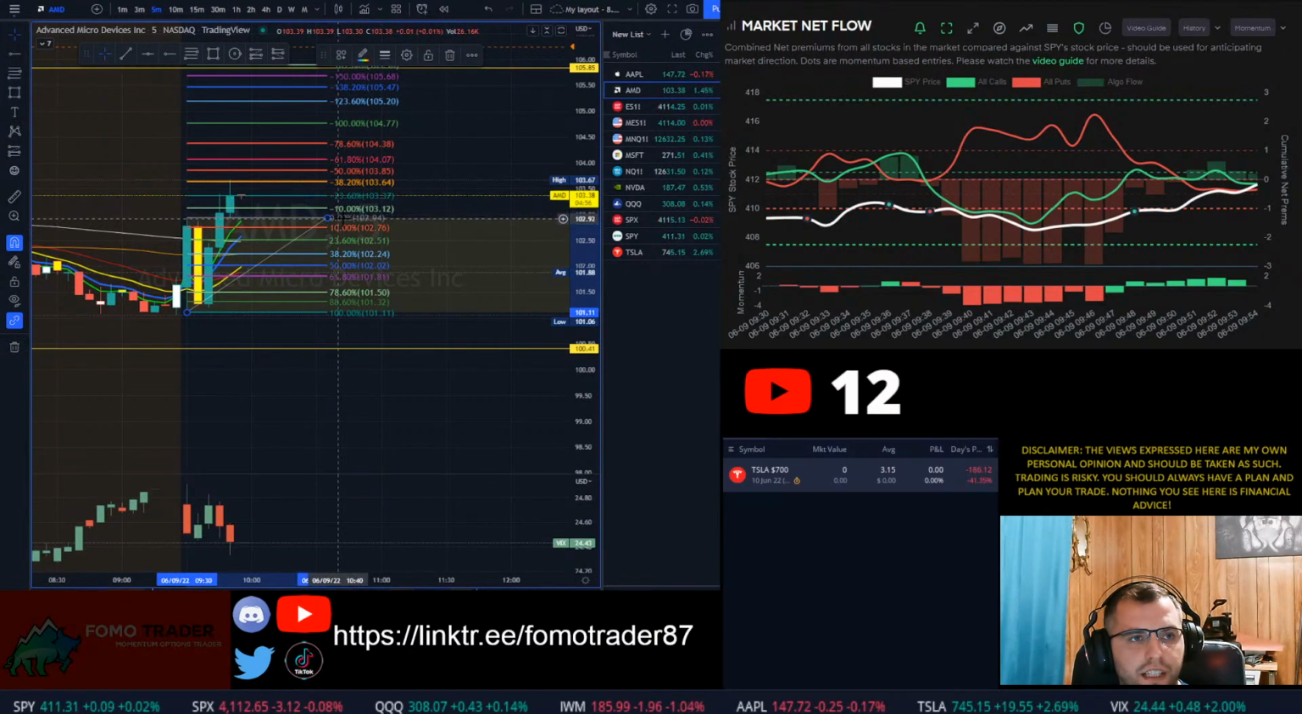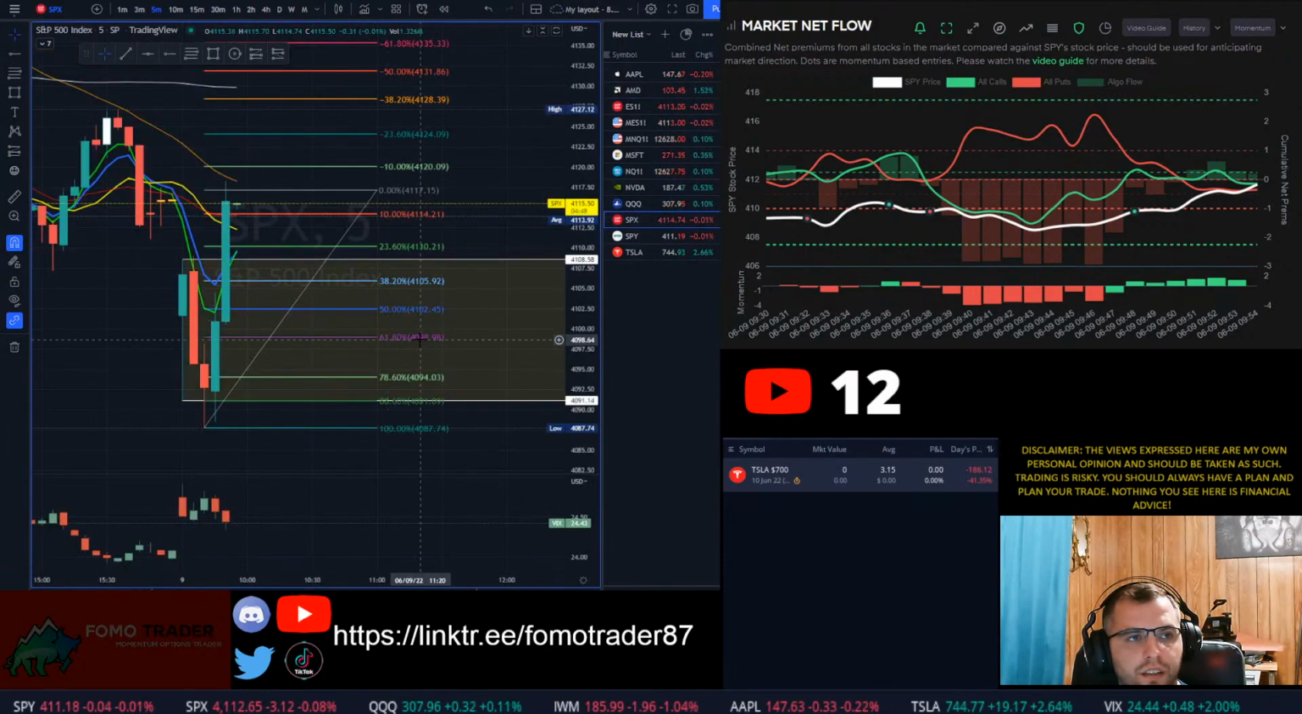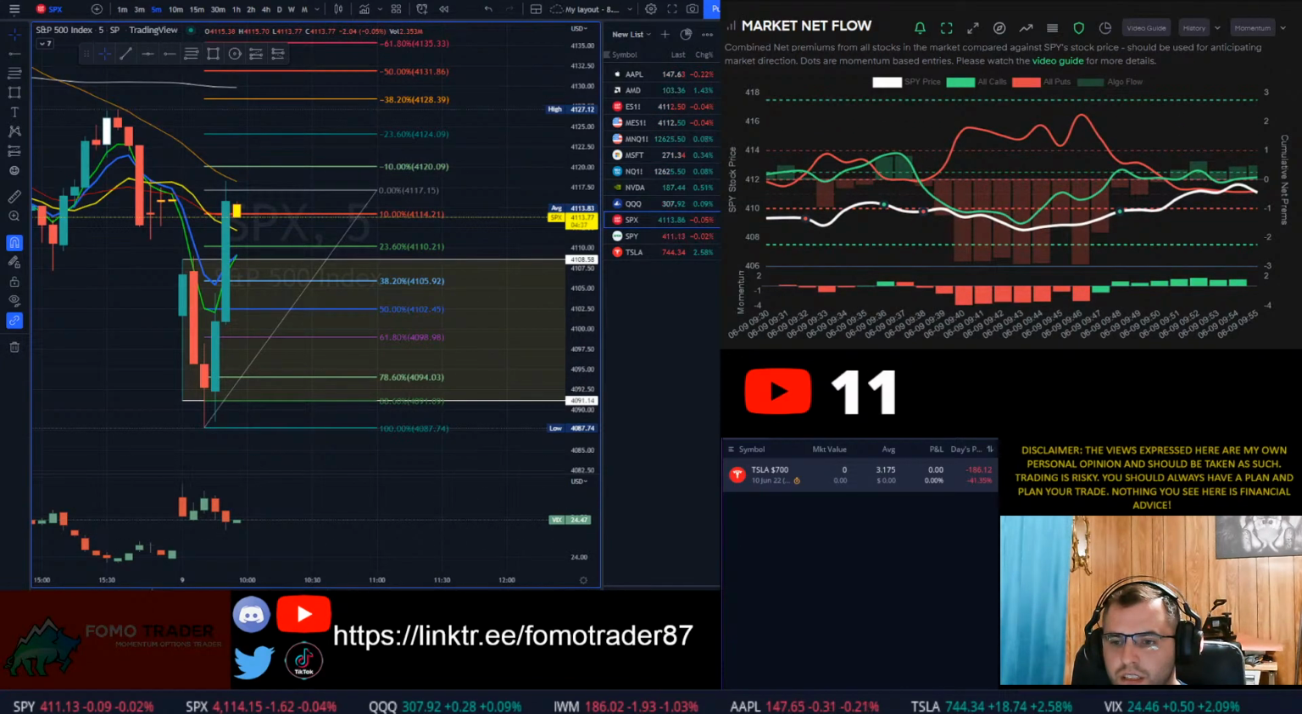Like to see a pullback on AMD to the 5 EMA. Here's our little pullback on SPX. I'd like a pullback to this area right here, to where our 5 EMA and 8 EMA is, looking for a bounce play.